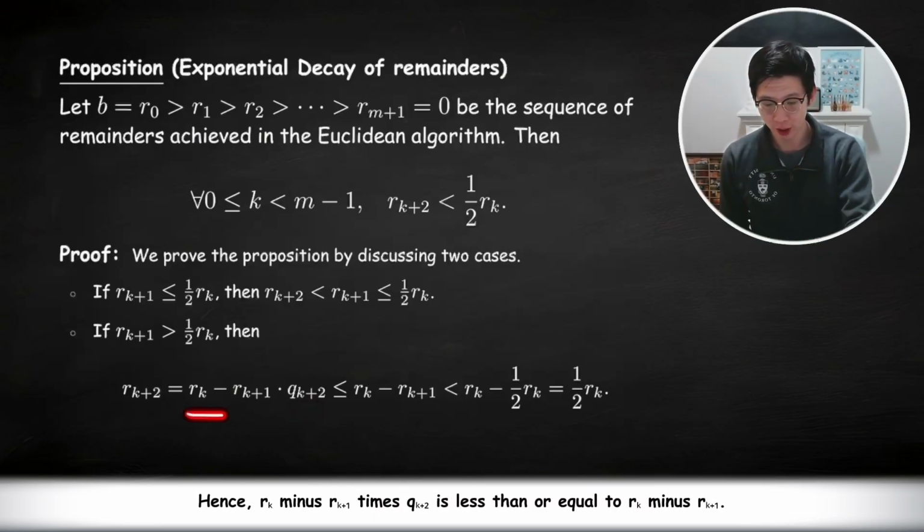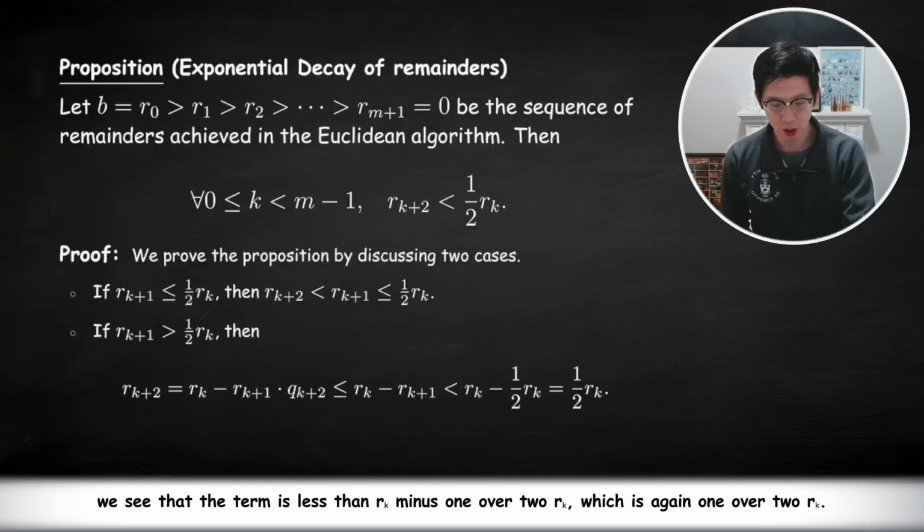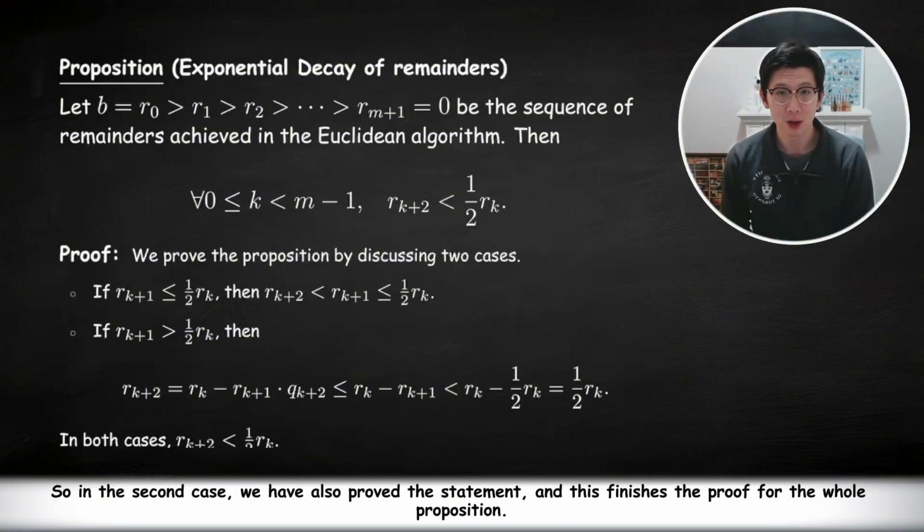Hence, r_k minus r_{k+1} times q_{k+2} is less than or equal to r_k minus r_{k+1}. And now, using the assumption that r_{k+1} is greater than half of r_k, we see that this term is less than r_k minus 1/2 r_k, which is 1/2 r_k. So in the second case, we have also proved this statement, and this finishes the proof for the whole proposition.